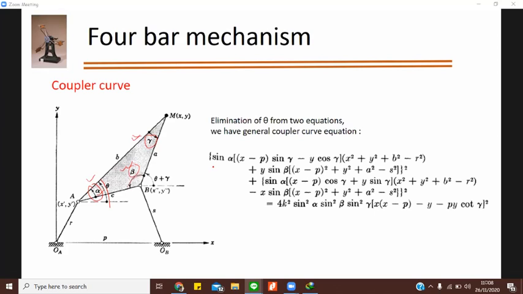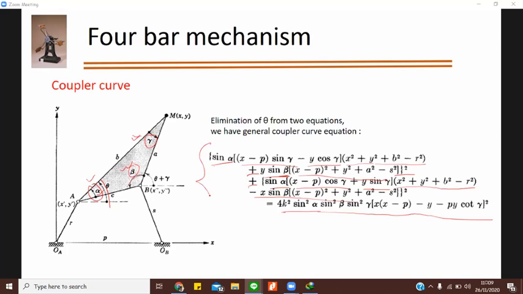So here you are seeing I am defining the same equation now again. Sin alpha x minus p sin gamma minus y cos gamma into x square plus y square plus b square minus r square plus by sin beta over here. Same, x minus p square plus y square plus a square minus a square, the whole square, plus sin alpha x minus p cos gamma plus y minus sin gamma x minus x plus y square plus b square minus r square. And similarly this part, and here you will have 4k square sin square alpha sin square beta sin square gamma and this part.